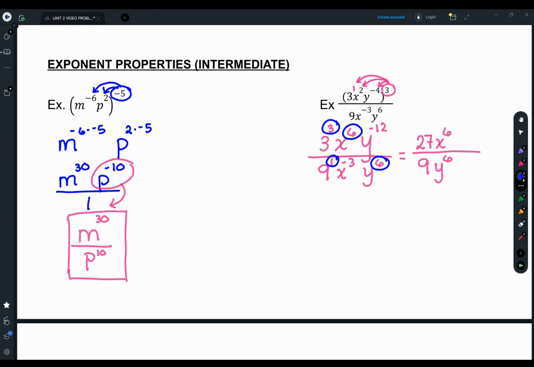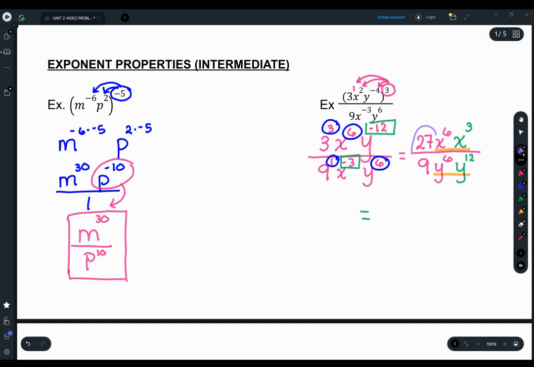But we have an issue here. We have this issue of a -12 on the y, and so to make that positive, we're going to move it down to the bottom. And we also have that same issue with this x to the -3. So we make it positive by moving it up. When we do that, we also notice that we have a common base. So notice that these two are base x and these two are base y, which means we can do some more work. So as we're looking, we should notice that we can divide.